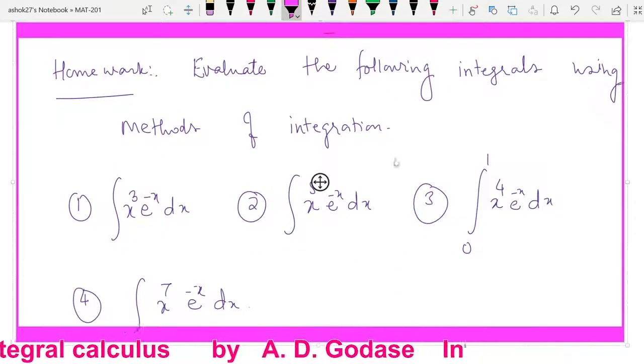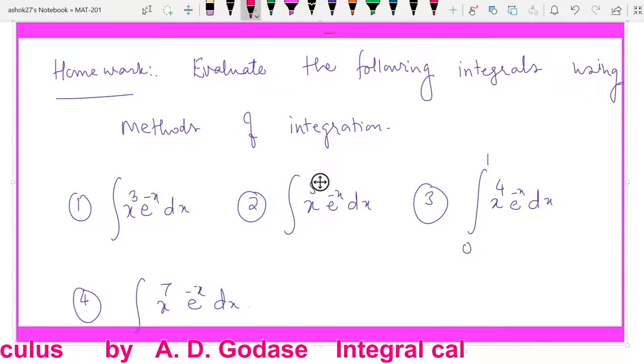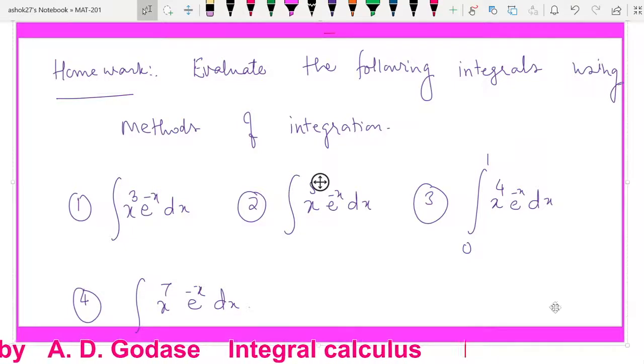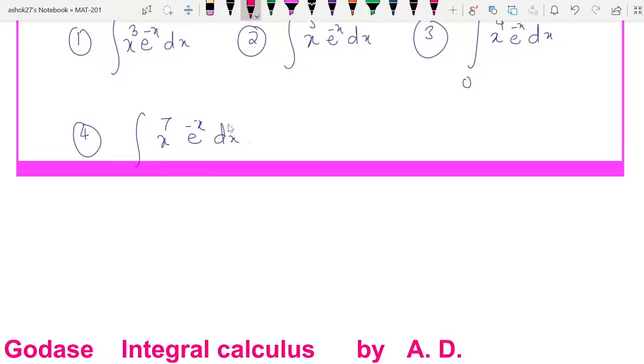So next reduction formula, this fifth reduction formula.